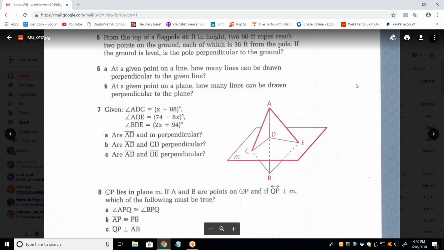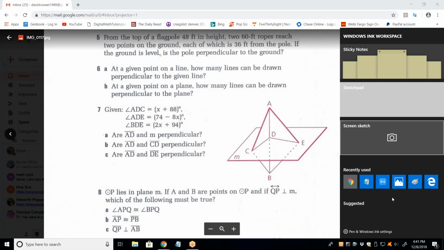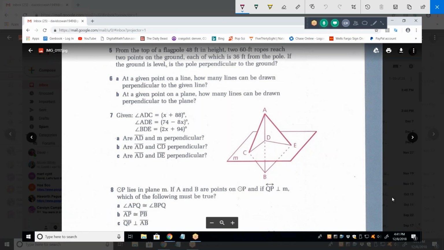All right, let's look at number 5. Is the diagram we're looking at, that's for number 7 only? Yeah. Okay. So let's look at number 5. We have a flagpole that is 48 feet in height. Two 60-foot ropes reach 2 points on the ground, each of which is 36 feet from the pole. There's one rope.